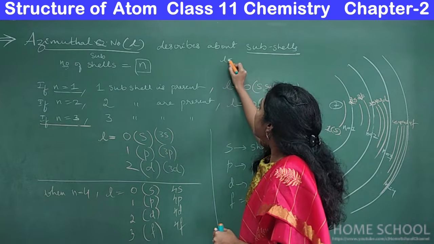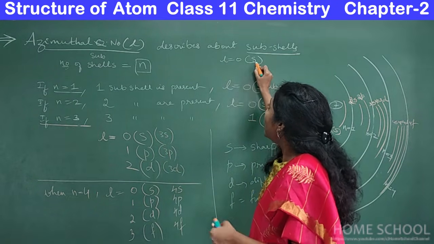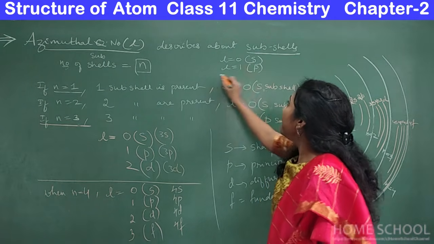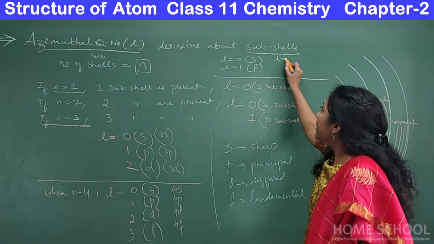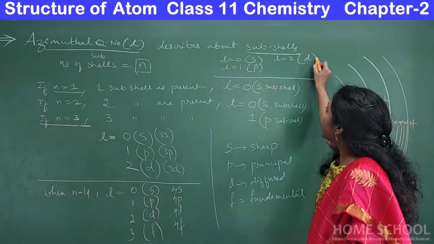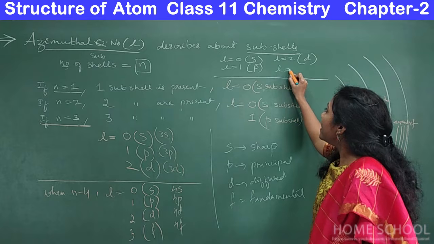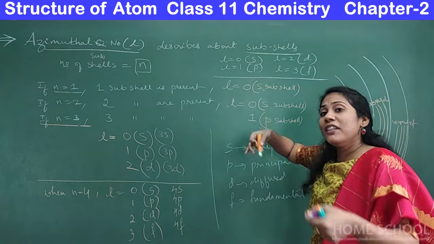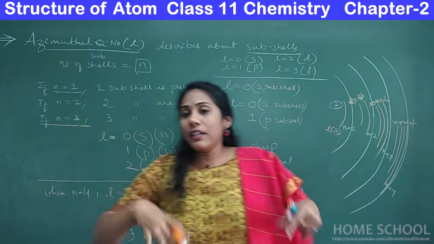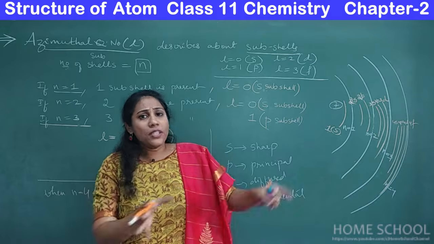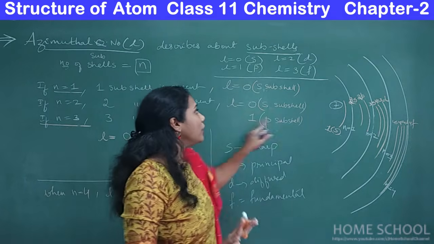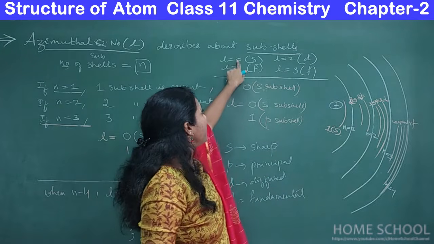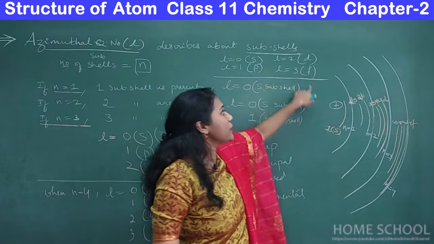This concept is also very important. Whenever l is equal to 0, you are talking about the s subshell. Whenever l is equal to 1, you are talking about the p subshell. Whenever l is equal to 2, the d subshell. Whenever l is equal to 3, the f subshell. l is equal to 4 is the g subshell, but we don't study g for your level. So just stick to l is equal to 3, that is the f subshell. These are the different l values and their designations.